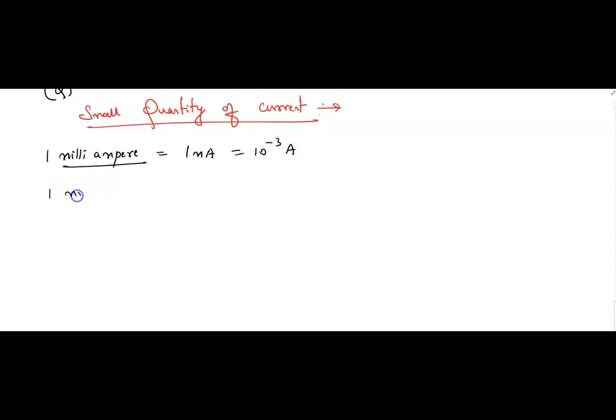Similarly, if you want to measure a still smaller quantity of current, then we use microampere. So 1 microampere equals 1 μA, that is 10 to the power of minus 6 ampere. To measure current we use ampere; for a small quantity, milliampere; for a still smaller quantity, microampere. I hope you have understood how we measure electric current.